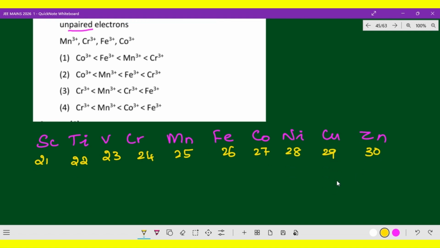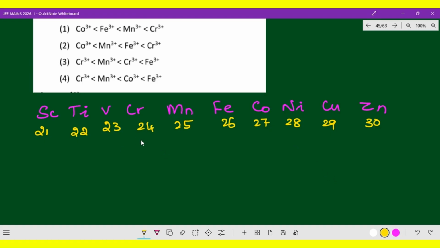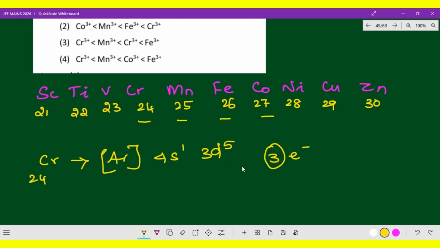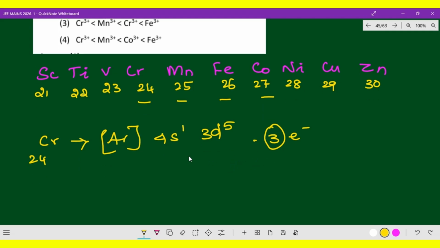Now what are the ions they mentioned? Cr3+, Mn3+, Fe3+, and Co3+. So 3 electrons are lost from each element. Chromium is 24, so here argon 4s1 3d5. So 3 electrons are lost. How many electrons remain when you go to the 3+ ion stage? Argon 3d3, right? So 3d3.